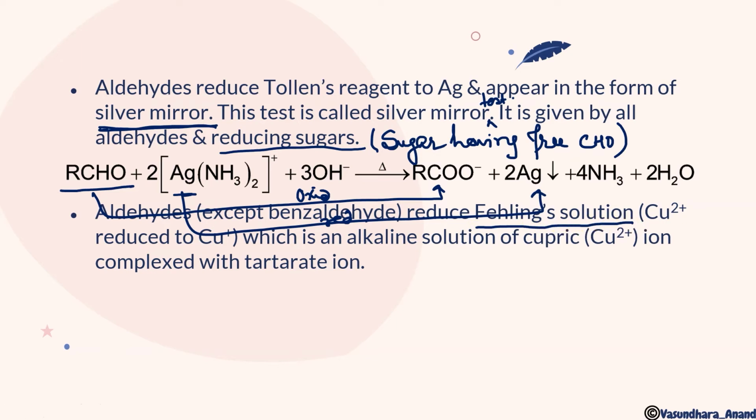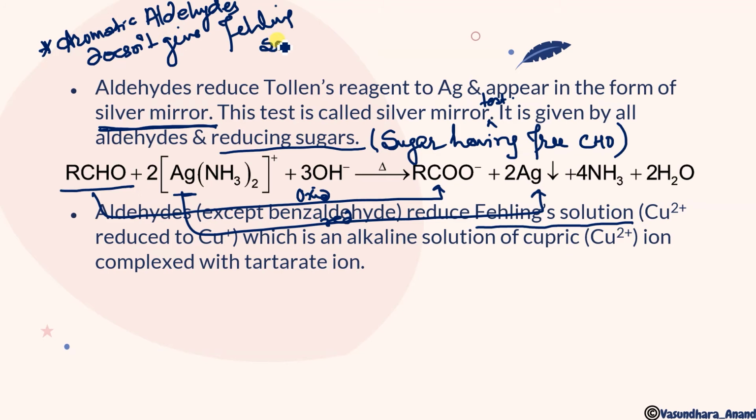Aromatic aldehyde doesn't give Fehling solution test. Clear? So let me write a point over here that aromatic aldehyde doesn't give Fehling solution. Clear? Okay, so this is again a test for identifying the aromatic aldehyde and the aliphatic aldehyde. Suppose I'm giving you acetaldehyde and benzaldehyde, how will you identify which one is benzaldehyde and which one is acetaldehyde?